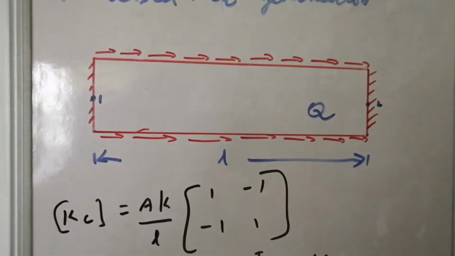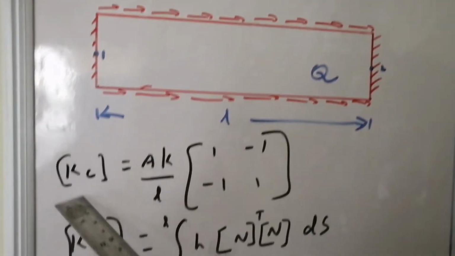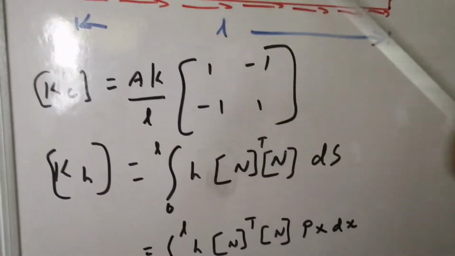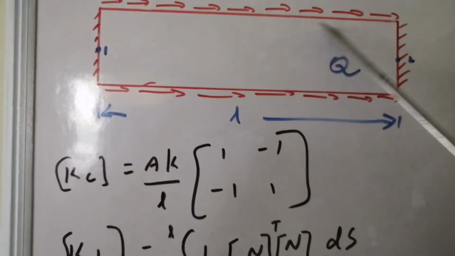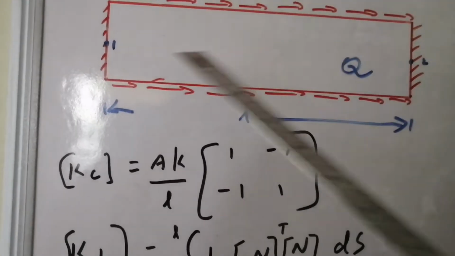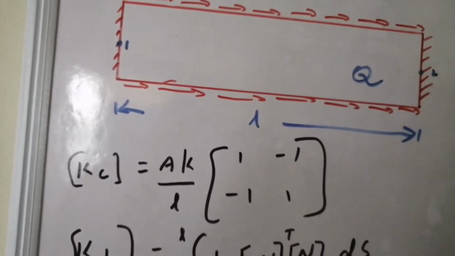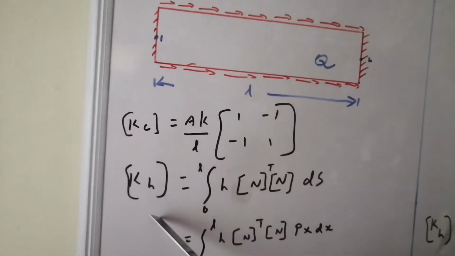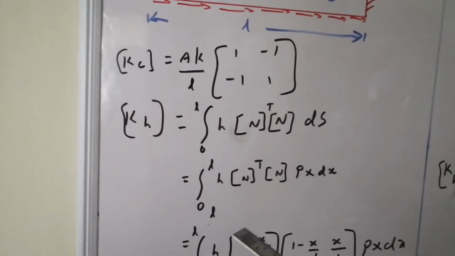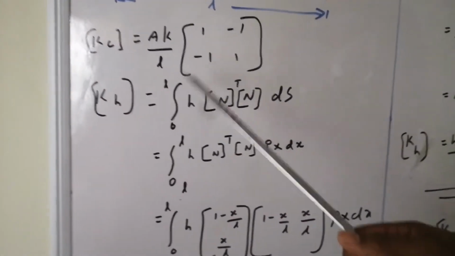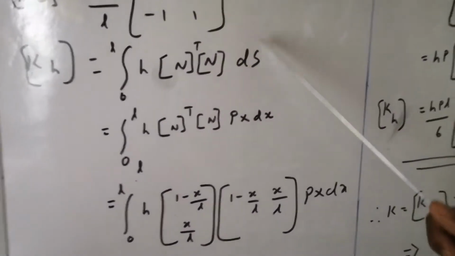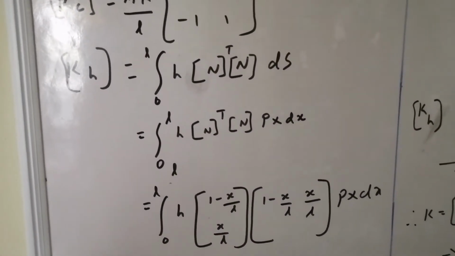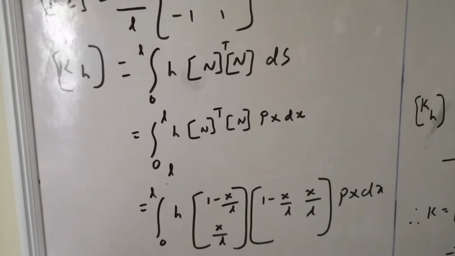We know that the conduction thermal stiffness matrix is equal to AK by L, [1 -1; -1 1]. Since there is no change in the heat conduction which is flowing inside this bar, the equation for conduction is the same. But in case of convection, the stiffness matrix for convection, we know the equation as the integral from 0 to L of h N transpose N dS. This dS means surface area, lateral surface area.